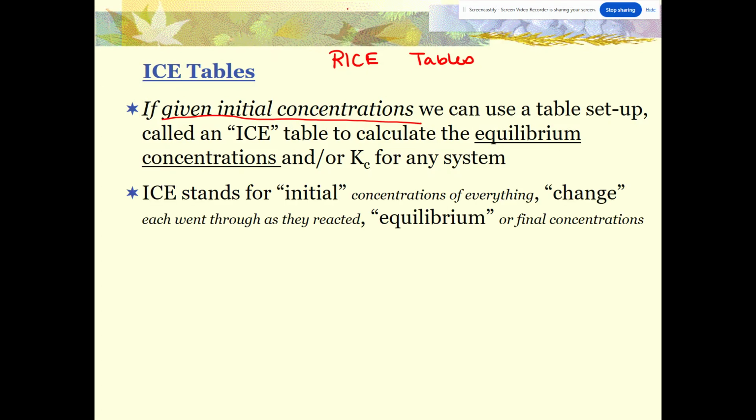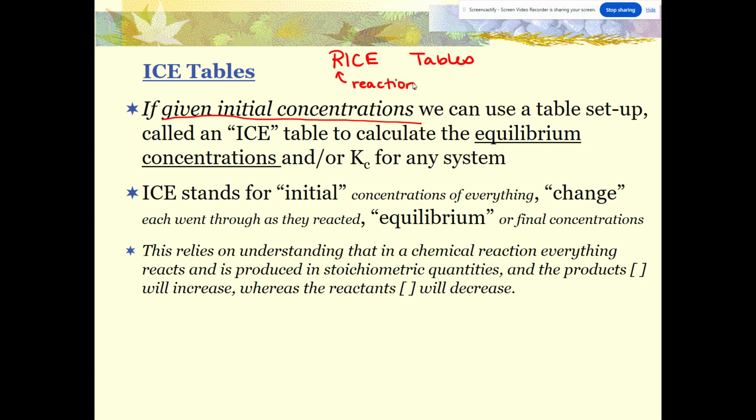Now the R in the rice table stands for reaction. We always need to start with a balanced reaction. The I in the ice table stands for the initial concentration of everything. The C stands for the change that everything goes through, and the E stands for the final or equilibrium concentrations.